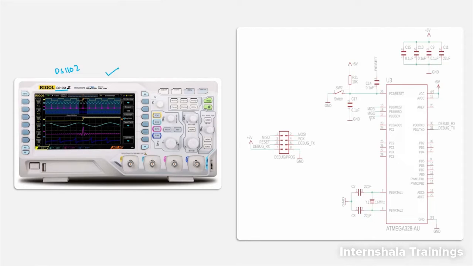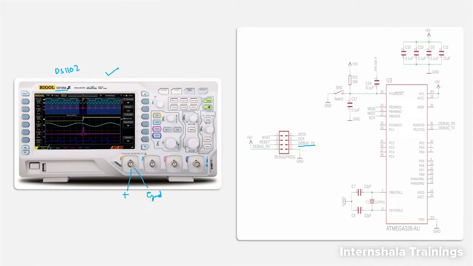Again, we are going to do the same thing. We are going to monitor this TX pin of our controller, and we are going to connect this TX pin to the first channel. To the positive terminal of this channel, we are going to connect this debug TX pin, and then the negative terminal of this channel will be connected to ground, which is basically the reference point.